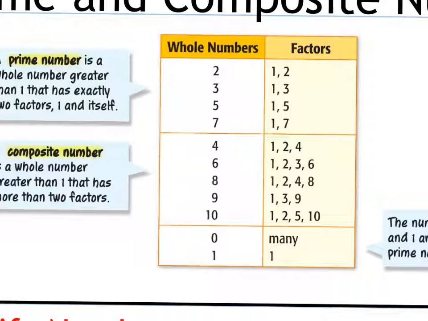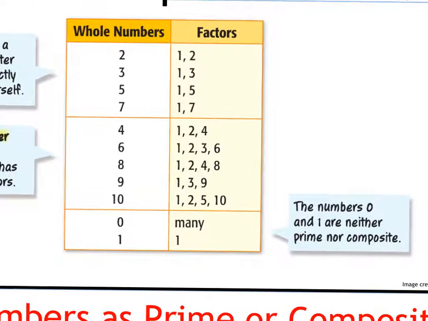Okay, so for example, 2. The numbers that multiply to make 2 are 1 and 2. And since those are the only numbers that multiply to make 2, that's a prime number. Numbers 0 and 1 are neither prime nor composite. This is all review from Unit 0.